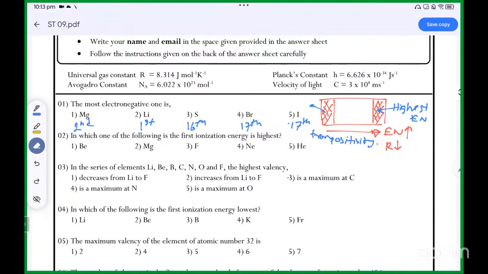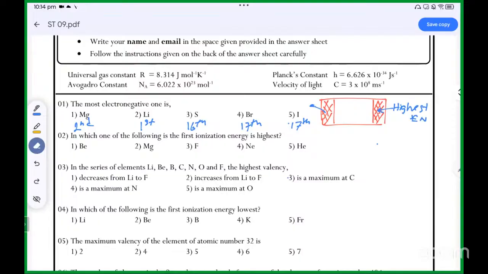Then the next question. Which one of the following has the highest first ionization energy? That means highest first ionization energy. There is no argument. If there is something in the first period, it should have the highest ionization energy. First period, highest ionization energy.